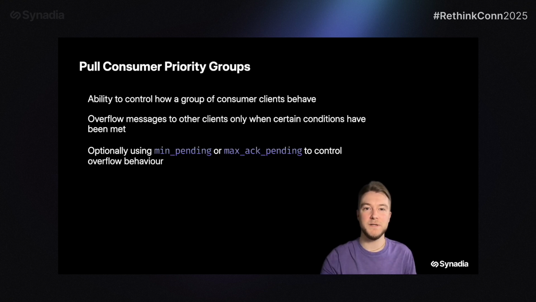Pull consumer priority groups are a new feature designed to make it possible to control the behavior around having multiple clients pulling from a single consumer, which isn't possible today in 2.10. If you wanted to be able to control messages overflowing, for example, from one client to another when either one is not keeping up with demand or has just become unavailable for some reason, then priority groups will allow you to set policies to overflow based on, for example, the number of pending messages on the consumer or the number of pending acks that are outstanding.